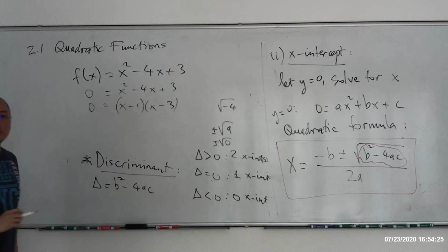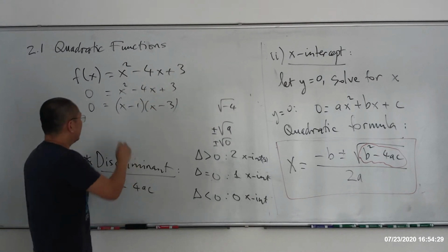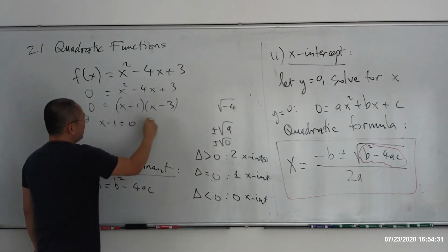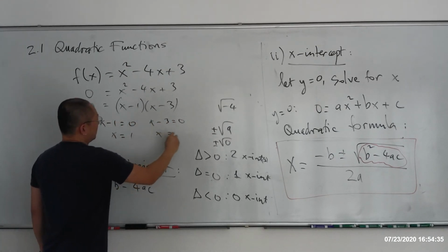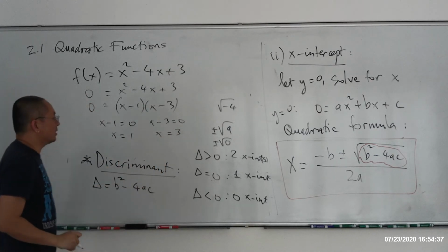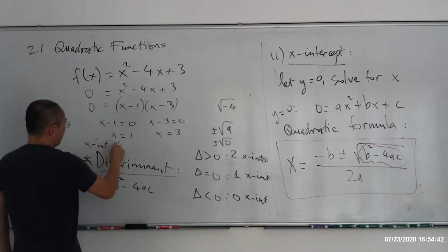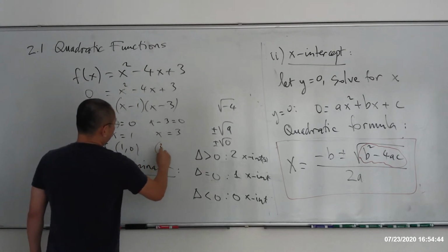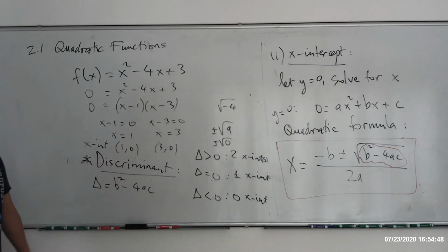The product of two factors equals 0, so either x minus 1 equals 0, or x minus 3 equals 0. It means x equals 1 or x equals 3. So you are going to have two x-intercepts, all right? And the two x-intercepts are 1 comma 0 and 3 comma 0, right? And you don't even have to use the quadratic formula at all, because we're just lucky this time.